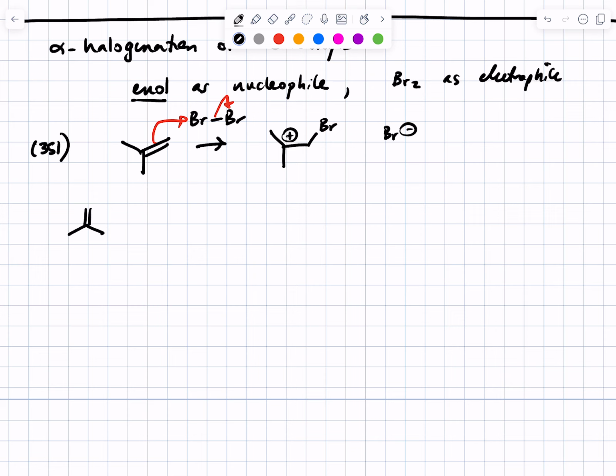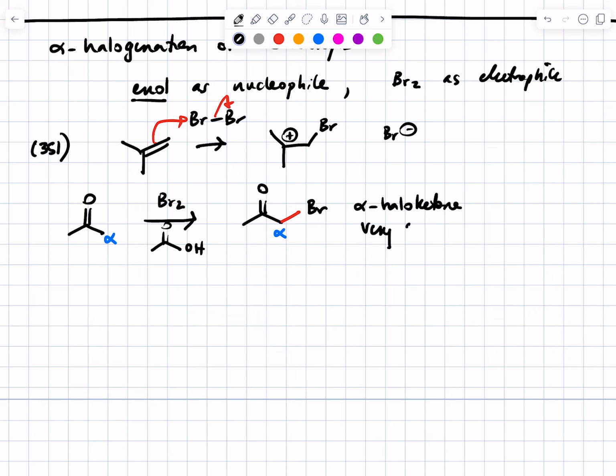The conditions are we start with a ketone, and we're using Br2, and we're using acetic acid, probably as a solvent and as an acid catalyst. And the effect of that reaction is to make a new bond between the alpha carbon of the ketone and bromine. And that is what is called an alpha halo ketone. And alpha halo ketones are very synthetically useful. So I'm going to go through this mechanism pretty quickly, and then we'll spend most of the rest of our time talking about what you can do synthetically with alpha halo ketones.